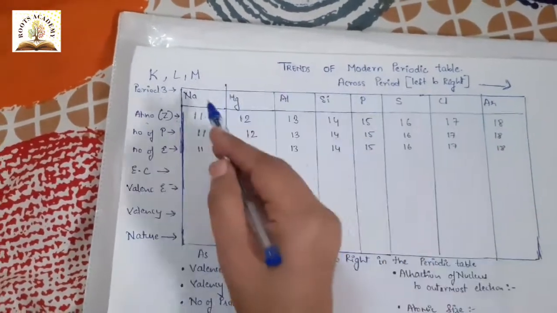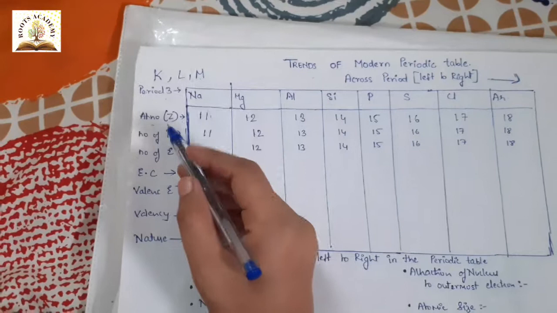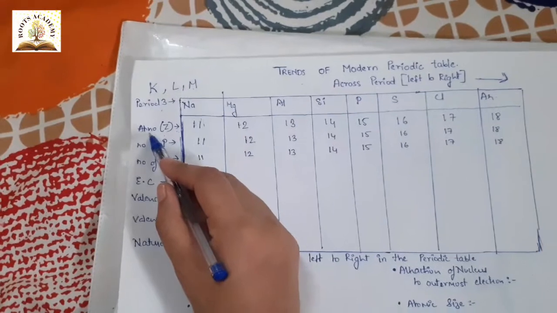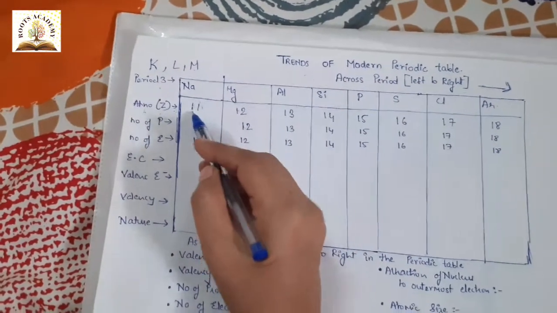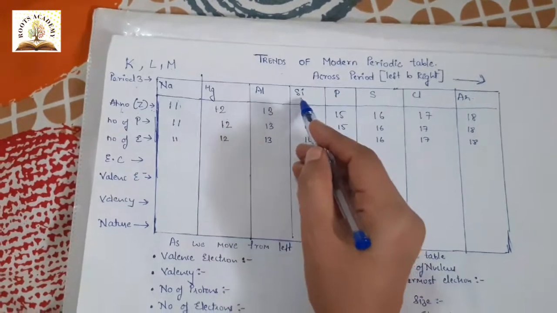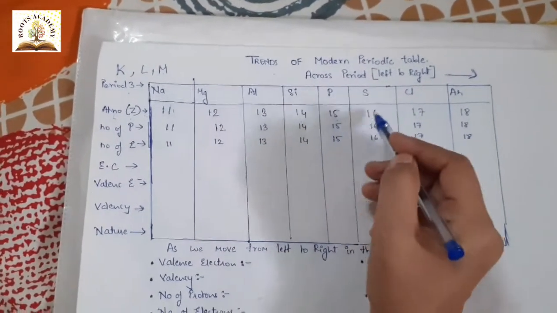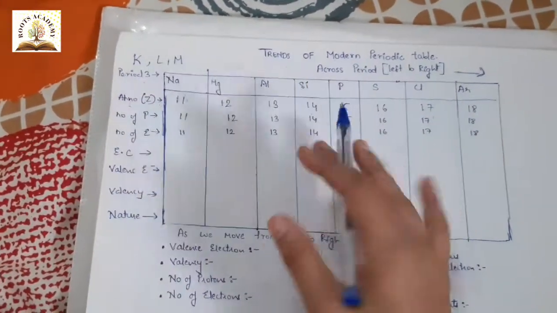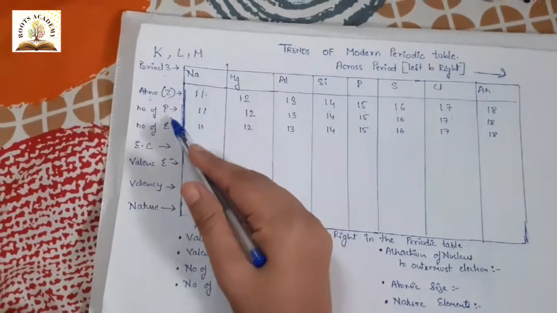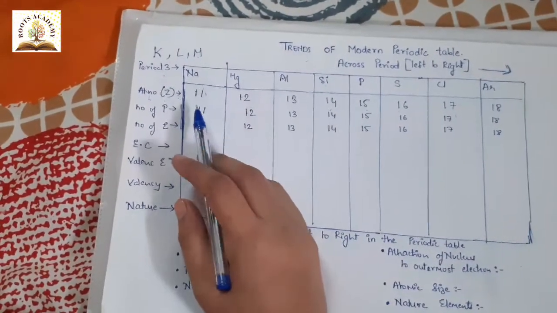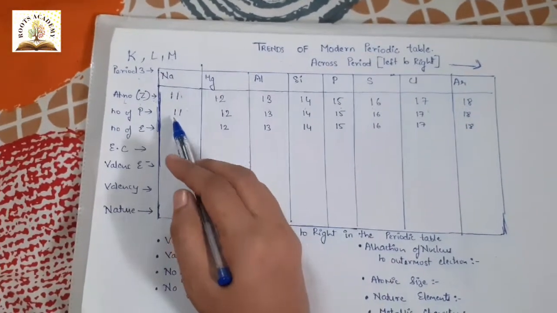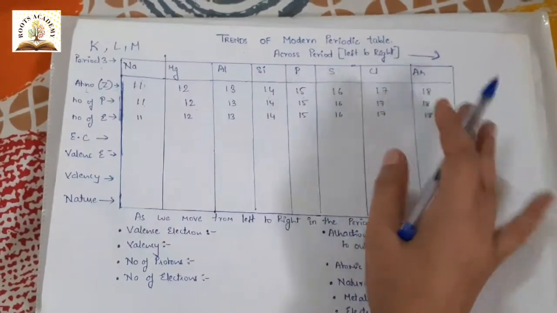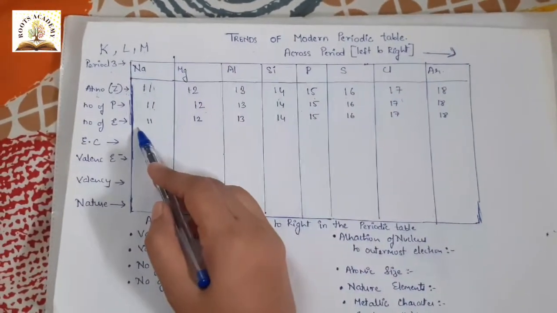As we have written the elements which belong to the third period, I am going to write down the atomic number. Z also represents the atomic number. So sodium's atomic number is 11, magnesium 12, aluminium 13, silicon 14, phosphorus 15, sulfur 16, chlorine 17, argon 18. As we know the definition of atomic number, atomic number is the number of protons or number of electrons. So obviously my number of protons will be the same: 11, 12, 13, 14, 15, 16, 17, 18 and so on.